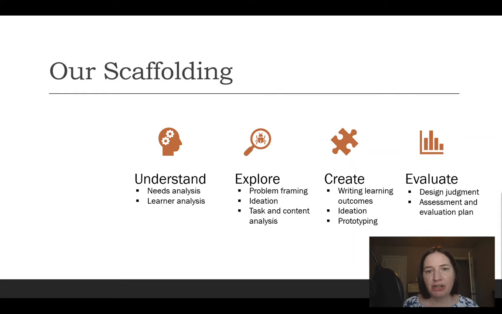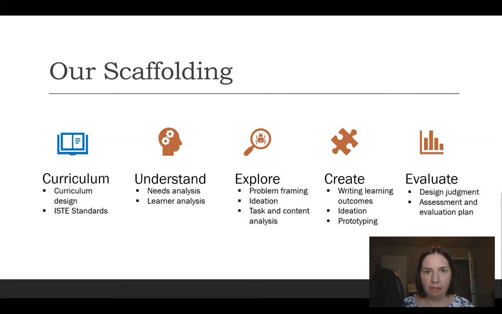We also have a special emphasis in this course on curriculum because we want to be looking at curriculum design, and then the ISTE standards, which are technology standards, and that's going to be part of your core project, your signature assignment. So that's something we're going to add on, but you'll see throughout the course we're going to be using these understanding, exploring, creating, evaluating terms. You'll also see it in the Design for Learning book. So that can help you think about these different pieces of instructional design that we're doing.